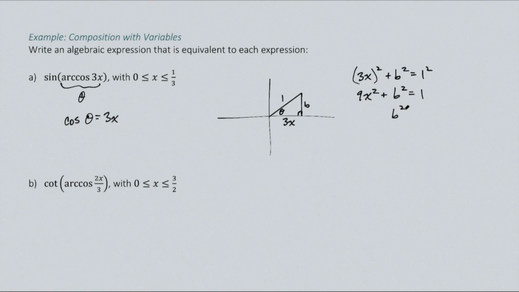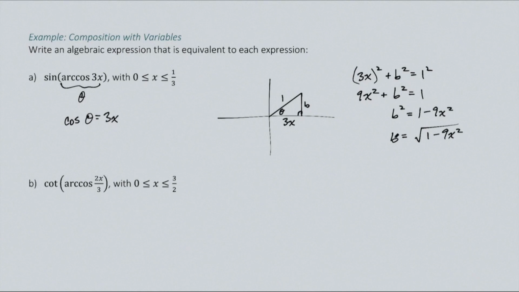Then we subtract the 9x squared over, so b squared equals 1 minus 9x squared, and then we solve for b and take the square root. Now when you do a square root, normally you get a plus or a minus. However, based on our location here in the first quadrant, we know that b will be positive.